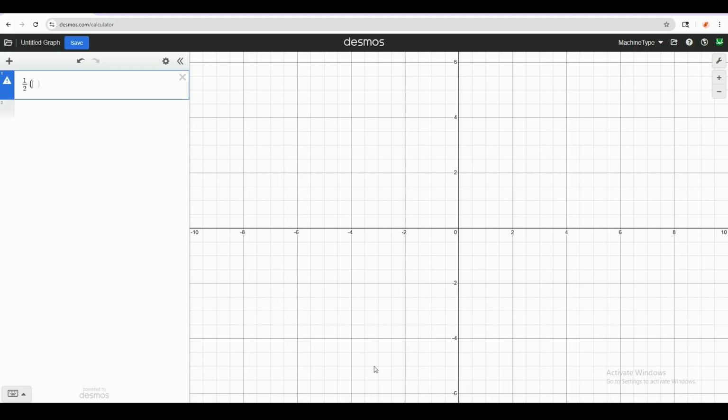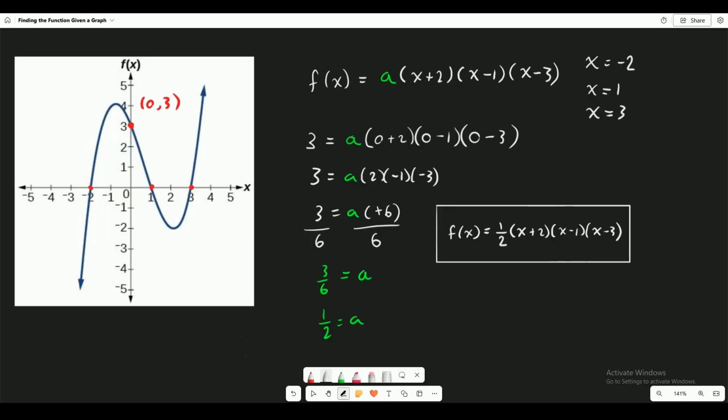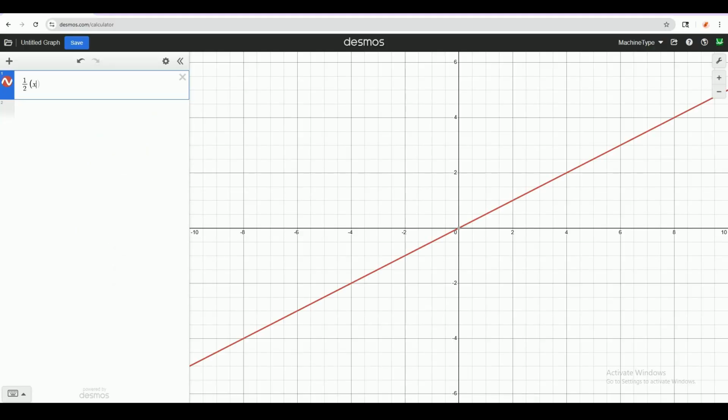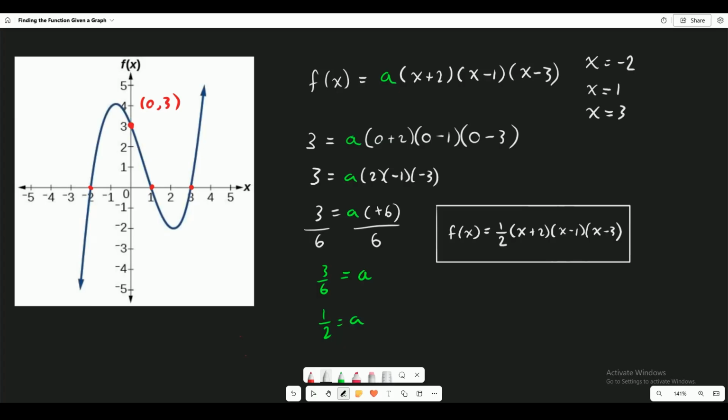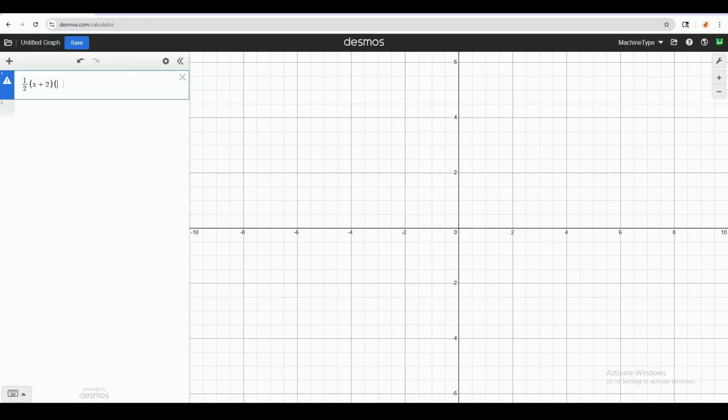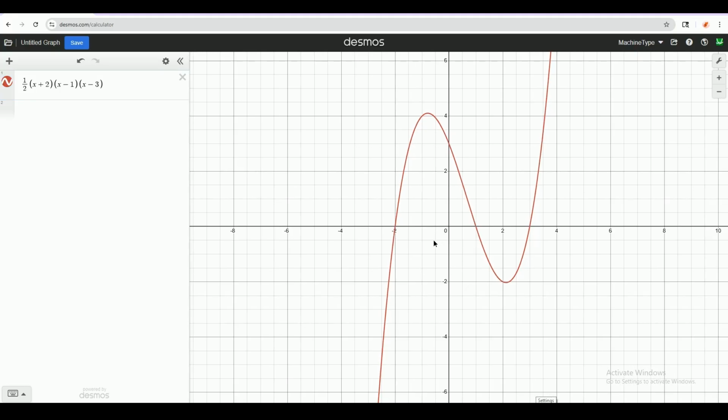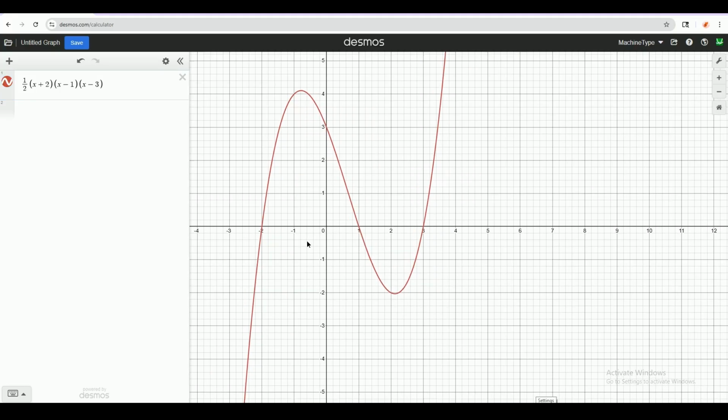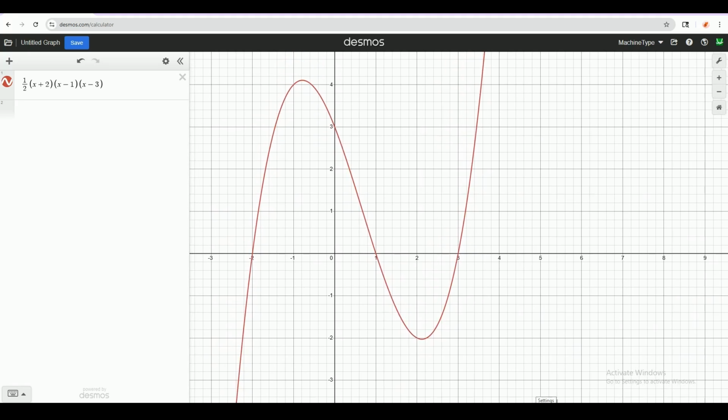And our first one was x plus 2 times x minus 1 times x minus 3. Boom. And now let's compare this one with what we were given, okay? So let's check it carefully. Here, we're going to put it side by side.